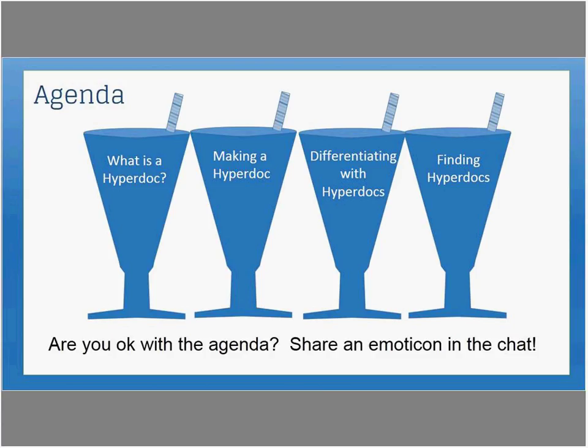And a quick agenda. Of course, we're starting with what it is and how to make it. And we're going to talk about differentiating them, and then my personal favorite, finding them, so I don't have to make them myself. Yay. If you're here live with me right now and you're good with the agenda, go ahead and give me an emoticon in the chat.